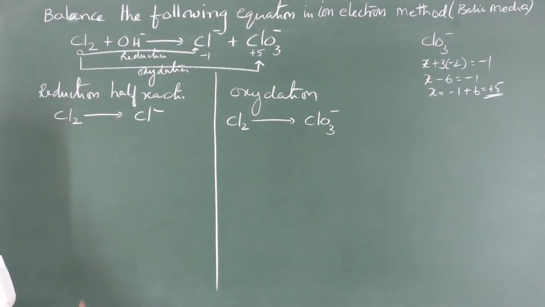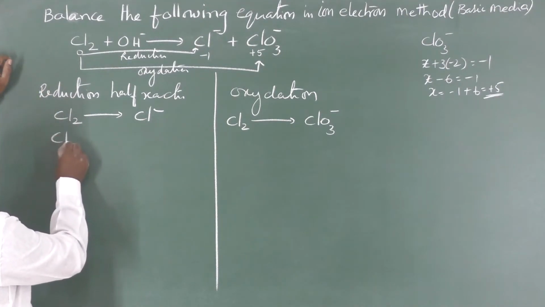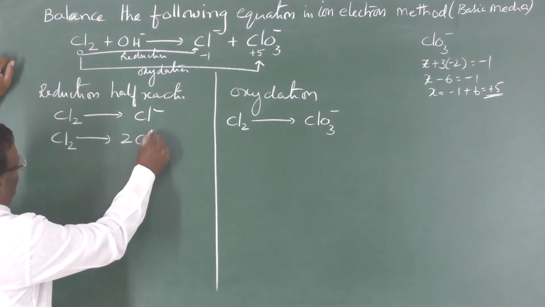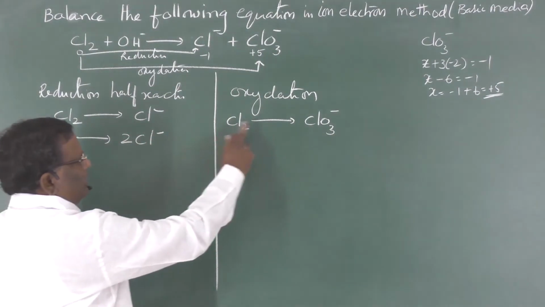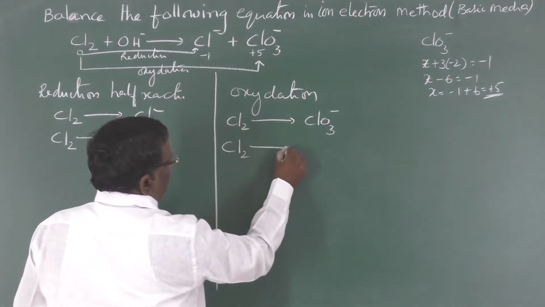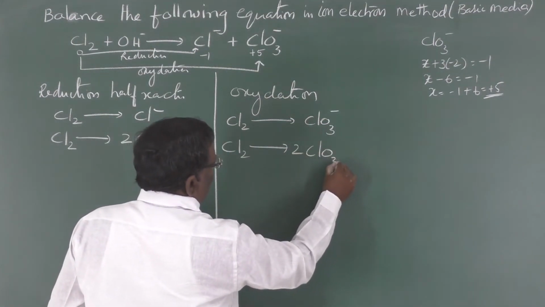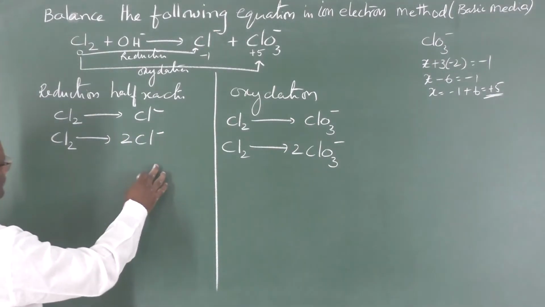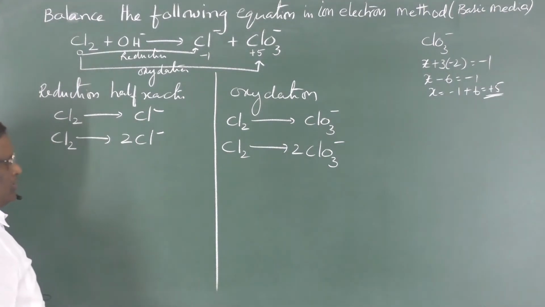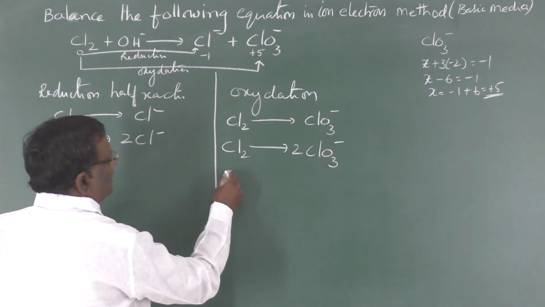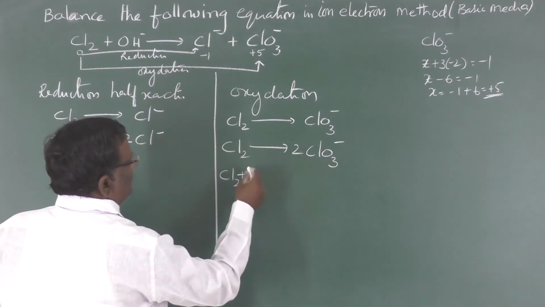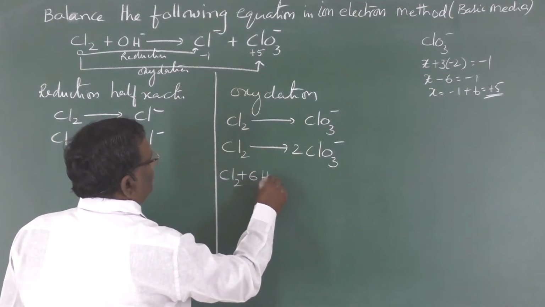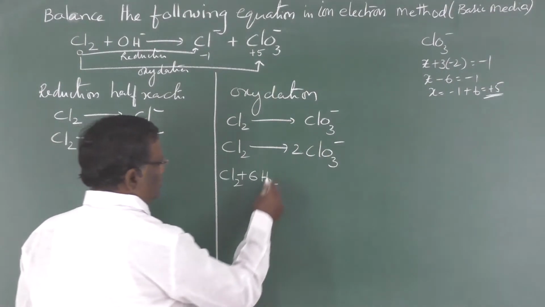Same process. First we have to balance elements other than oxygen and hydrogen. Here two chlorines are there, this is only one chlorine, so Cl2 gives 2Cl minus. Here two chlorines and one chlorine, so Cl2 gives 2ClO3 minus. Then balance oxygens. Here 6 oxygens are there, so Cl2 plus 6 H2O, because oxygens are balanced by adding H2O.